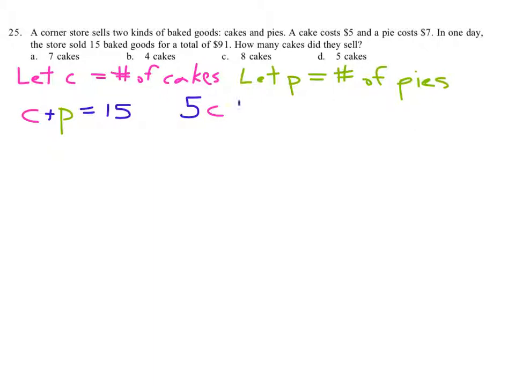And then you say, okay, plus, now we're going to do the same thing for pies. Here we're going to sell some number of pies, and we know how much pies cost. They cost $7. Okay? So if you get $5 times the number of cakes you sold, and $7 times the number of pies you sold, and they total $91, okay. There might be several combinations of multiples of 5 and multiples of 7 that add together to be 91, but there's only going to be one where those two numbers add up to 15, the number of baked goods that you sold. Okay?